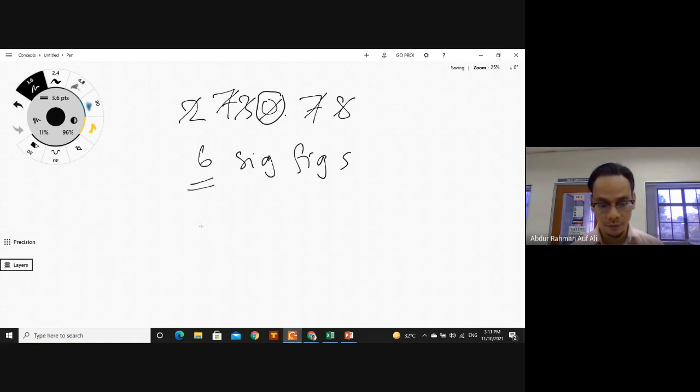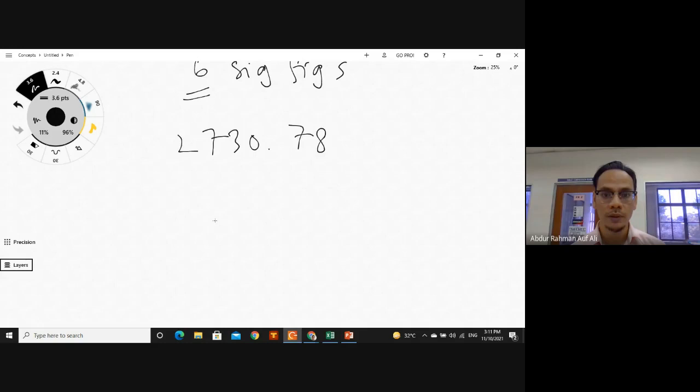So kalau saya cakap, I give you an instruction, round this value, round 2730.78 ni kepada to 4 significant figures. Okay, that's my instruction to you.